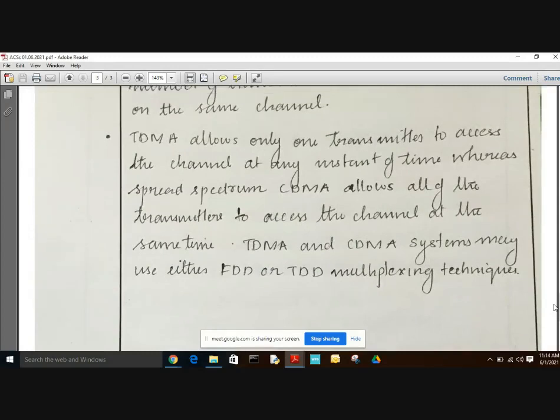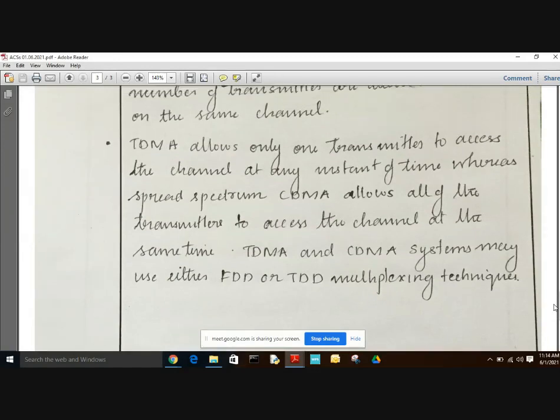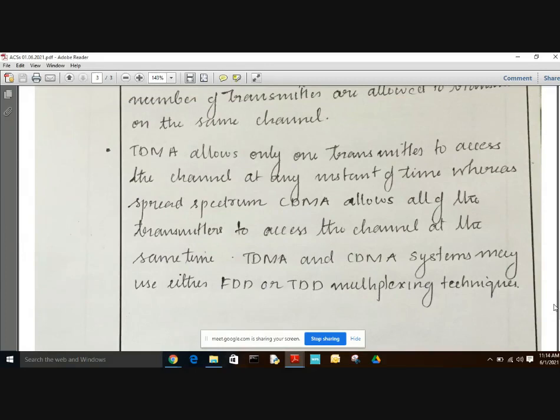So this is about TDMA and CDMA. TDMA and CDMA systems may use either FDD or TDD multiplexing technique. In TDMA, it allows only one transmitter to access the channel at any instant of time, whereas in CDMA, it allows all transmitters to access the same channel at the same time.